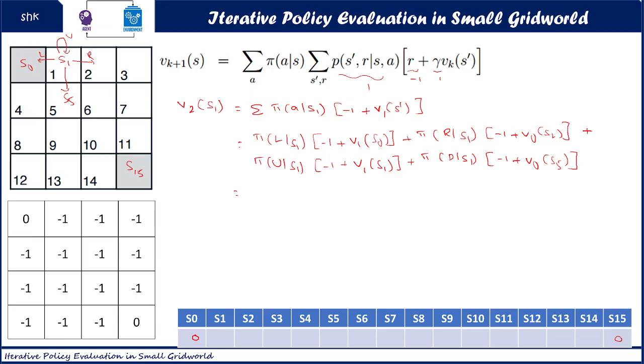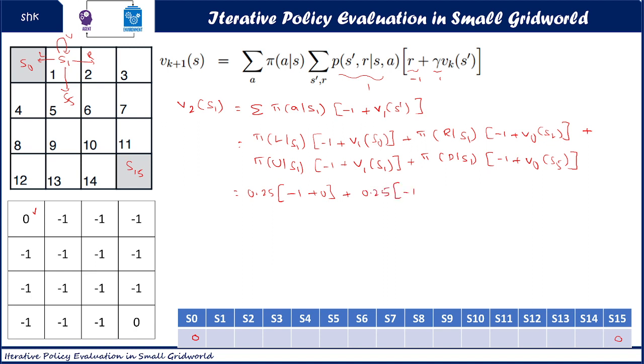So now, which is equivalent to the pi of all actions, is 0.25. So 0.25 into minus 1. So what is V1 of S0? V1 of S0 is 0. So plus 0, plus 0.25 into minus 1.